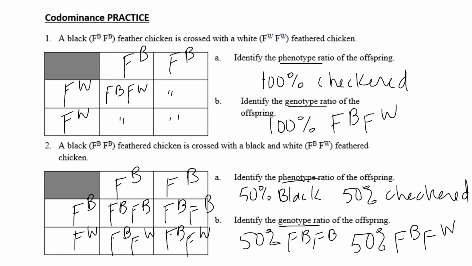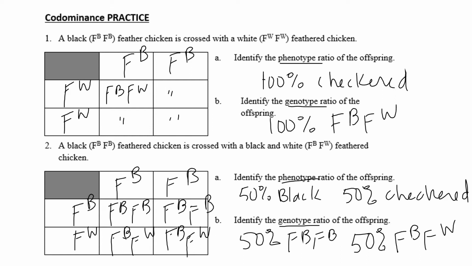Okay, so a black feathered chicken is crossed with a white feathered chicken. So phenotype, you're going to end up with 100% of them being checkered. Every single square is going to have one black feather allele and one white feather allele, which means the genotype is FB FW, and 100% of them are that.